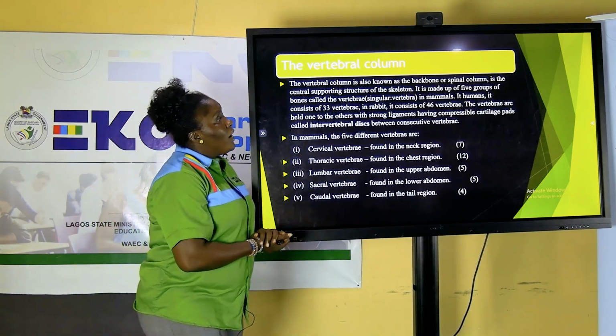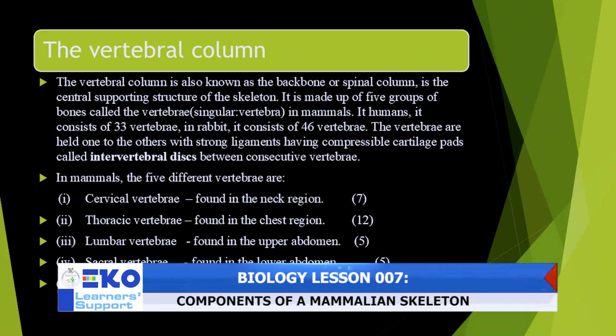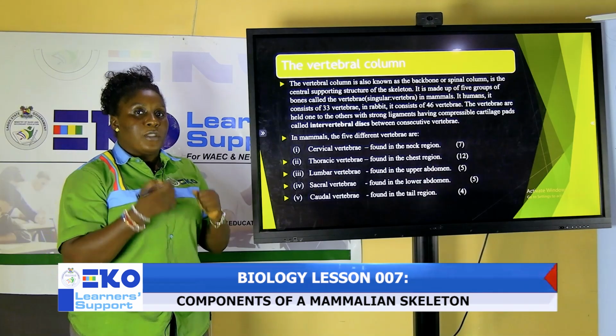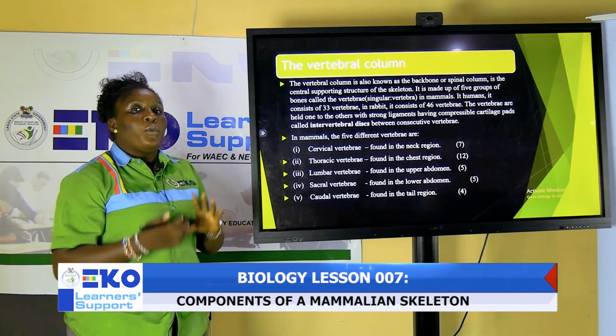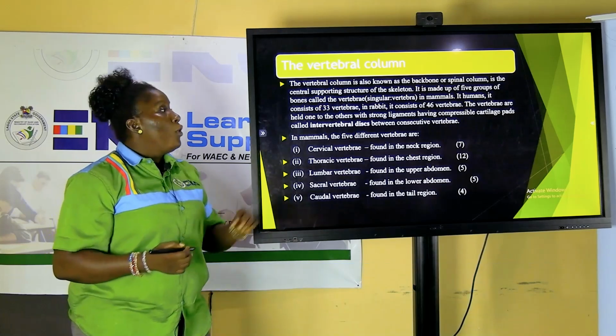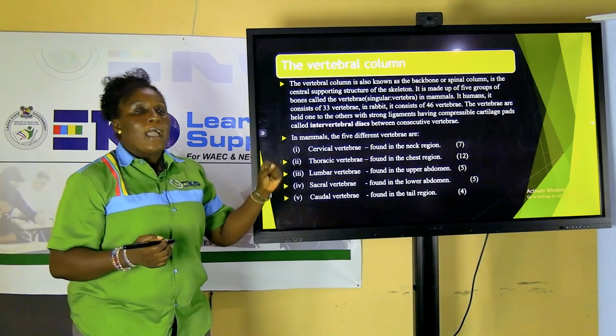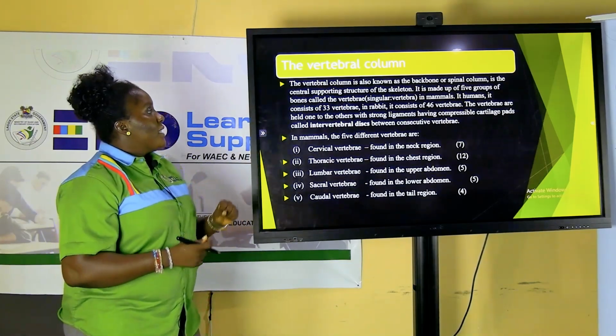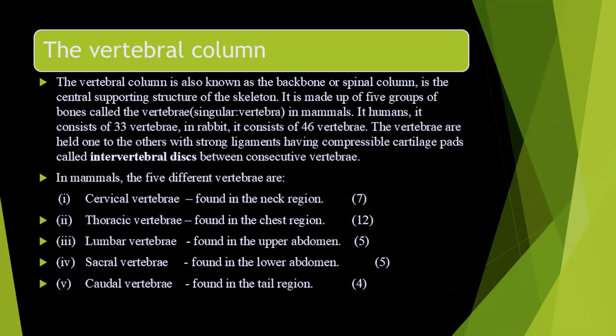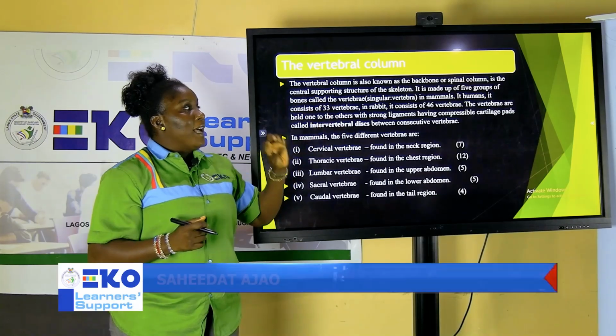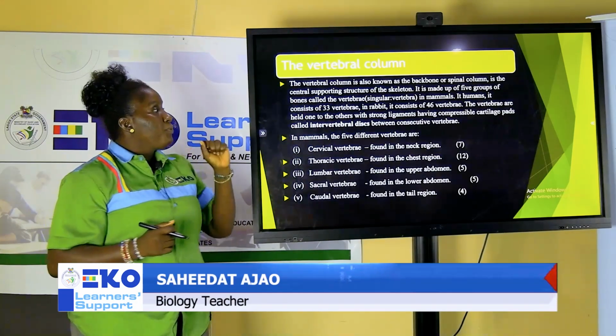So the vertebral column is also known as the backbone. Don't forget that vertebrates are animals with backbone, and there is no way we can talk about vertebral column without mentioning backbone. It is the central supporting structure of the skeleton. It is made up of groups called vertebrae, and the singular form is vertebra.